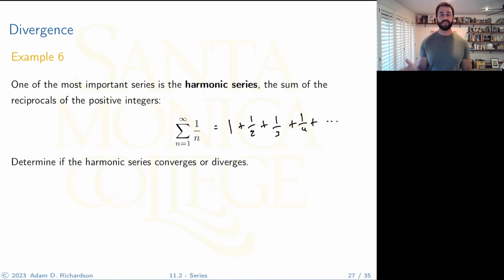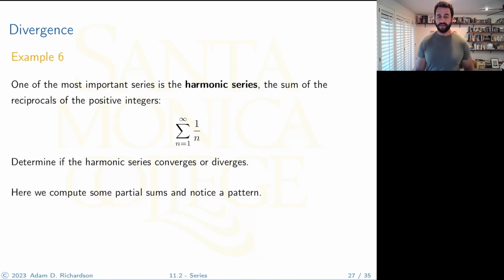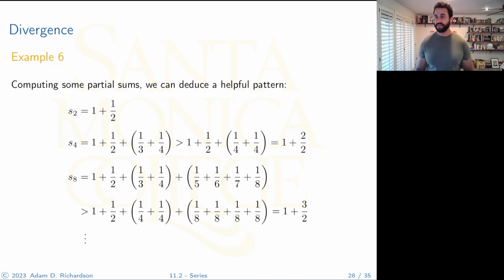Well, sometimes it helps to look at some partial sums and get an idea of the pattern. That's what we're going to do here. I'm going to pick out some particular partial sums just to emphasize the pattern. So first I'm going to look at S2. Look at the sum of the first two terms, 1 plus 1 half. Then I'm going to look at S4, and S4 is adding up the first four terms. And you'll see why I picked S4 in just a minute.